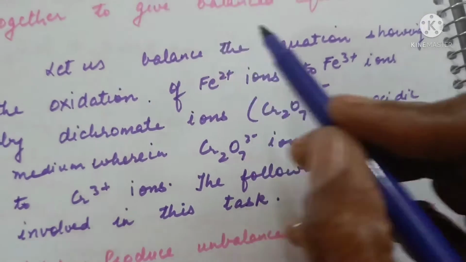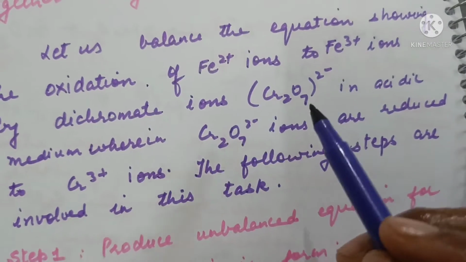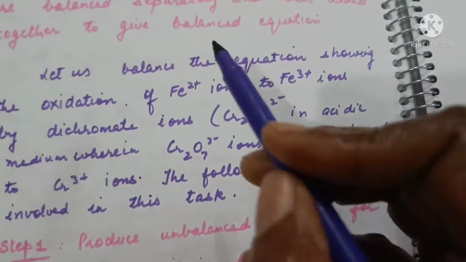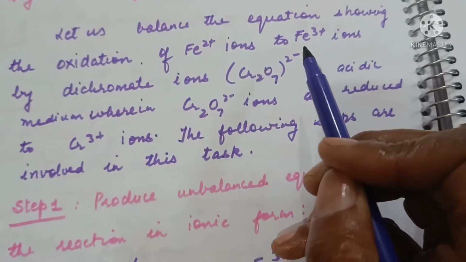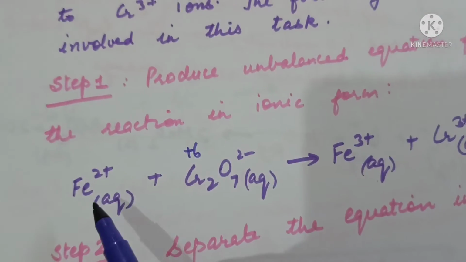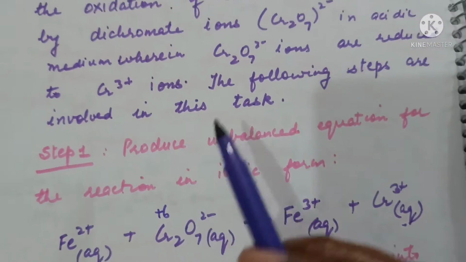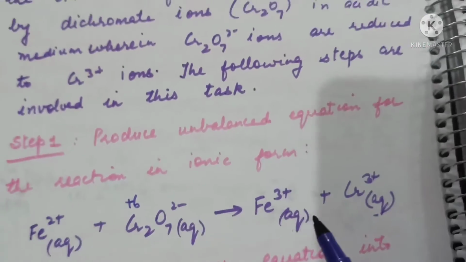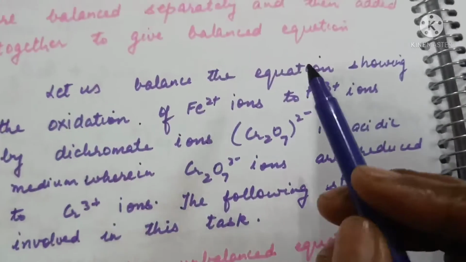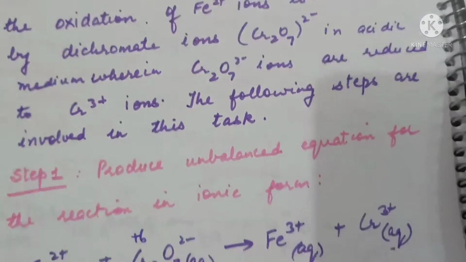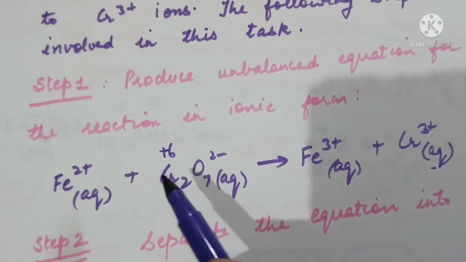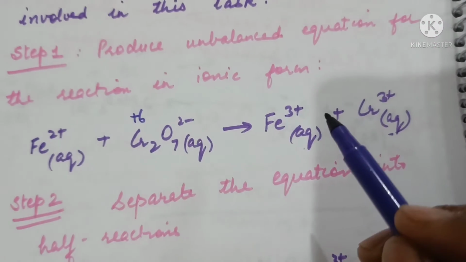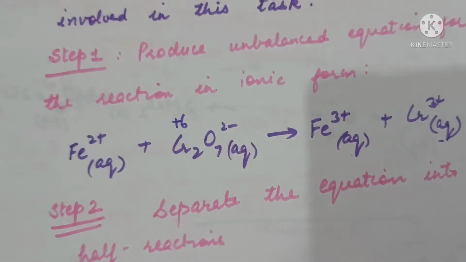Step 1 is to write down the unbalanced redox reaction in ionic form. Here we see that ferrous is converted to ferric by dichromate ions, so we write ferrous ions plus dichromate ions into ferric ions and chromium ions. So Fe2+ plus Cr2O7 2- forms Fe3+ plus Cr3+.